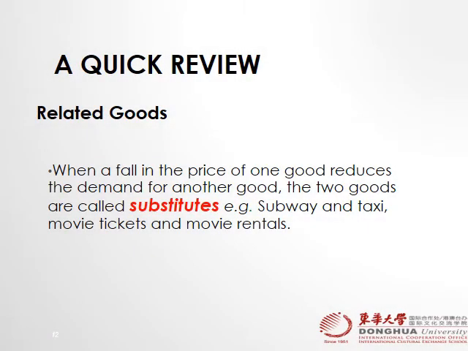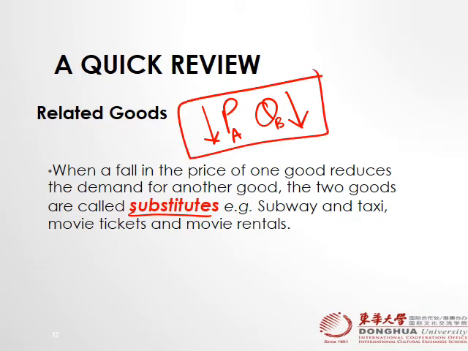Okay, so the other one was price of related goods. We discussed that in related goods there are 2 types. One is called substitute, which means if the price of a product decreases, it causes the quantity demanded for the other to decrease. We call this substitute. Let me just read that: when a fall in the price of one product reduces the demand for another product.